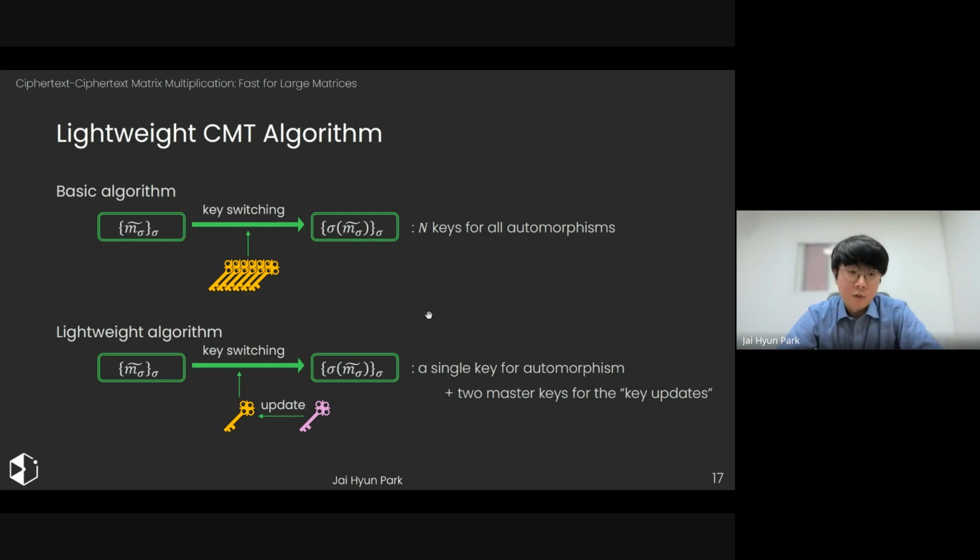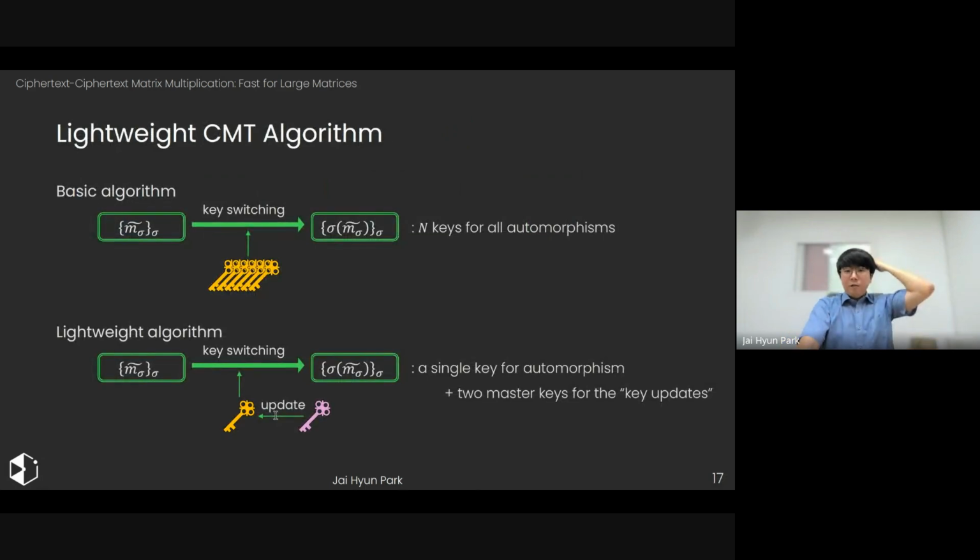So in terms of key size, the lightweight algorithm is really good. In terms of latency, the lightweight algorithm may need more key switchings because of key switching plus update. But anyway, that should be faster than PPMM or CCMM tasks, so relatively minor compared to the entire process during CCMM.